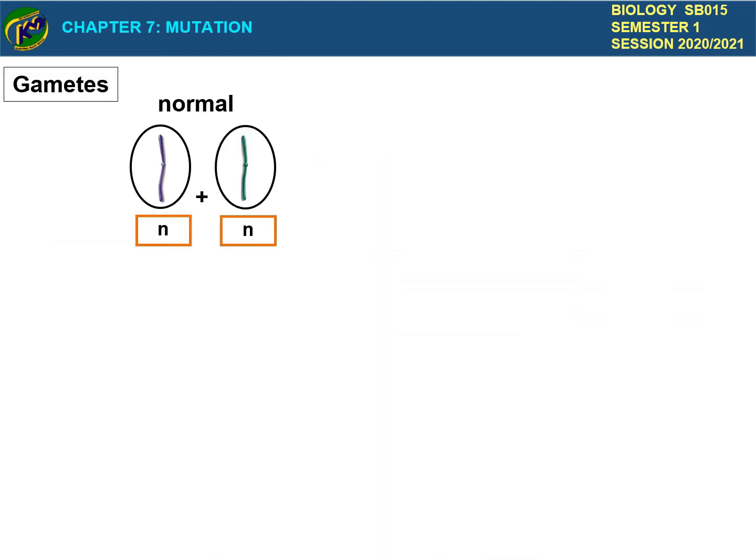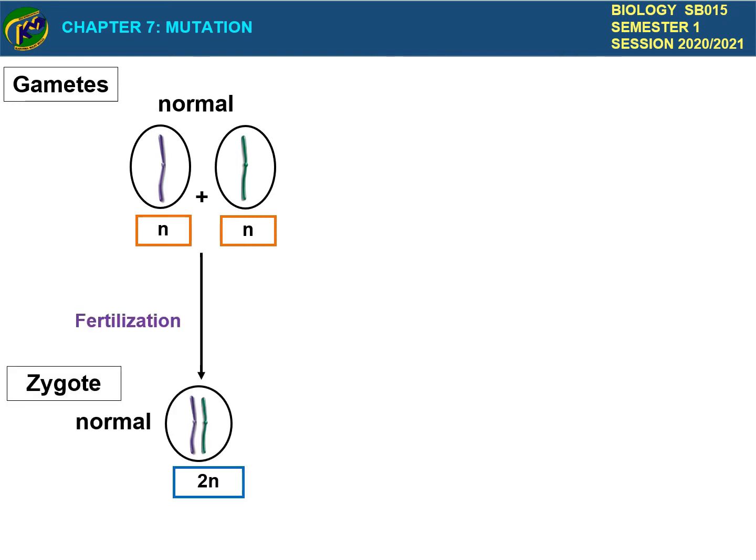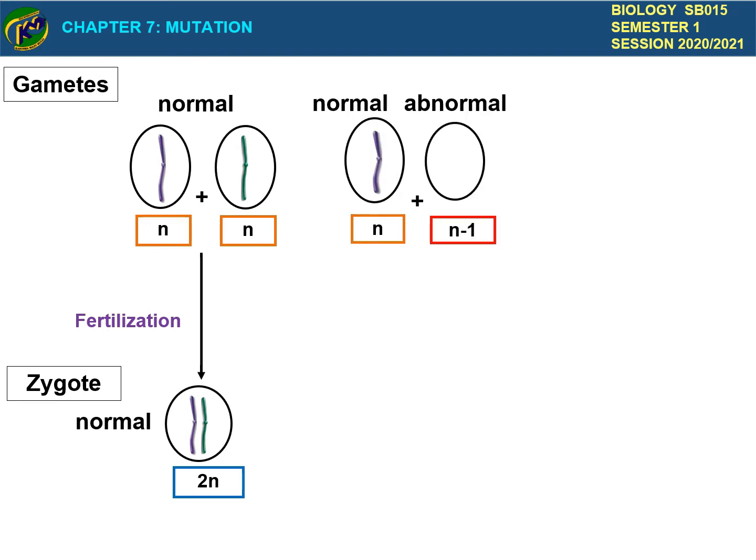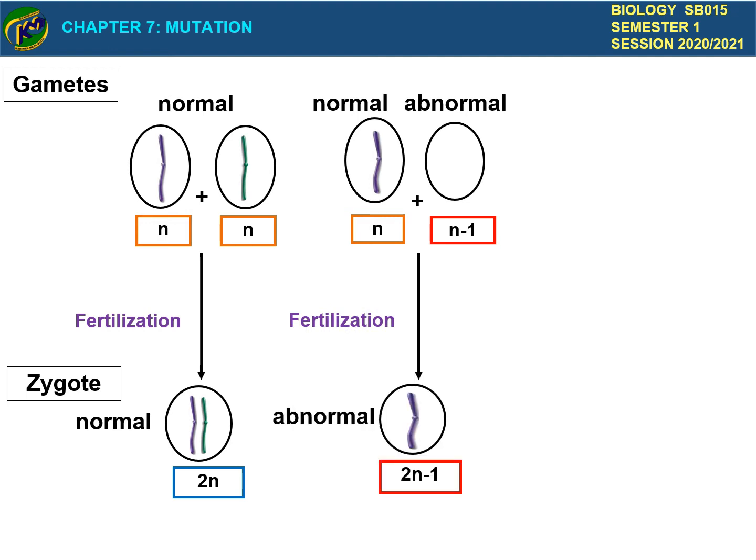When two haploid normal gametes fertilize, it will produce diploid zygote, and this zygote is normal. But when a normal gamete is fertilized with abnormal gamete with ploidy level n-1, the zygote produced is abnormal because the ploidy level is 2n-1. This condition is known as monosomy.